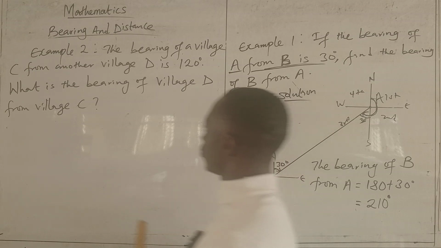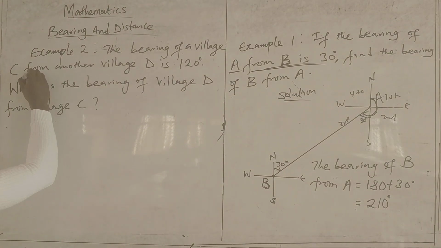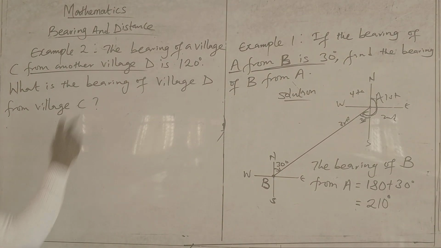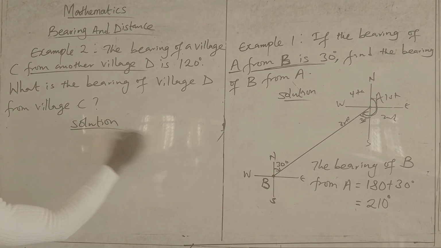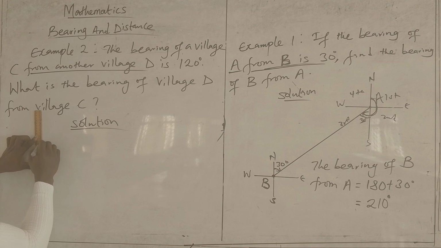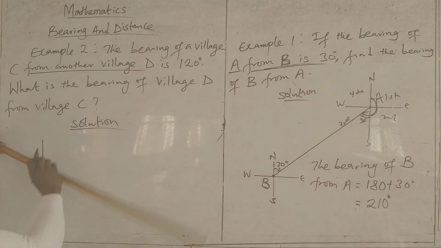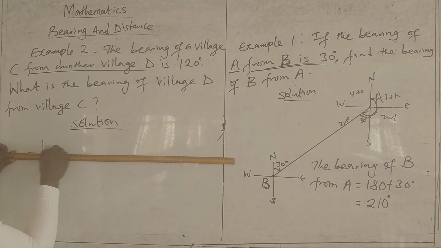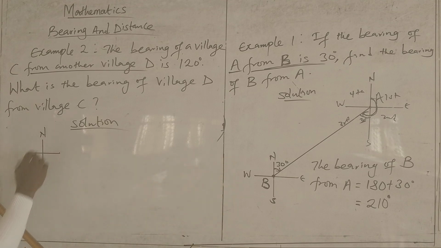So this time around, where are we starting from again? So who is starting from here? C is going to start from D. The angle given to us is the angle with which C will start. Okay? Our cardinal point again, a vertical and horizontal line crossing each other. This north, this east, this west, and this south.